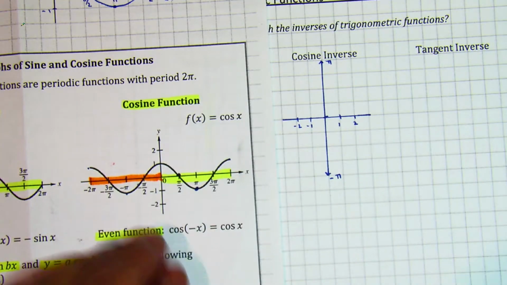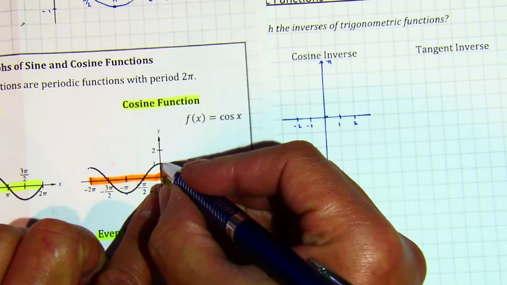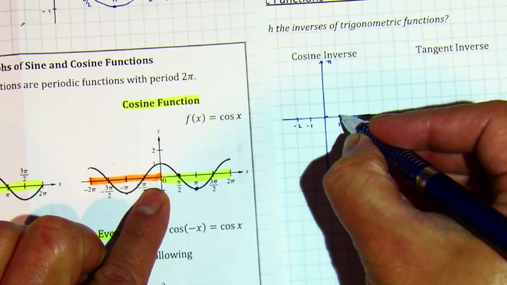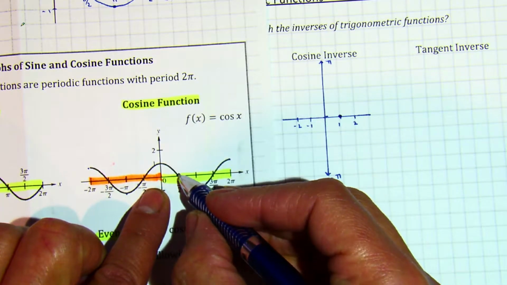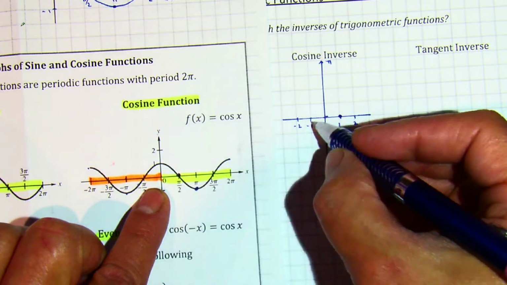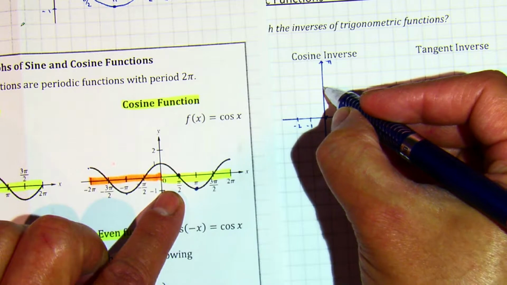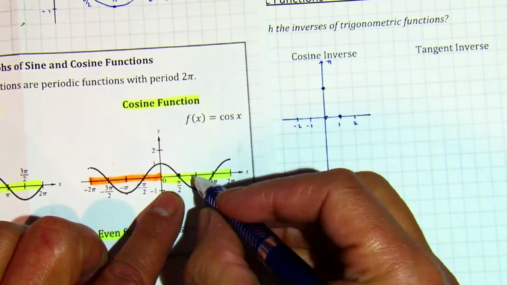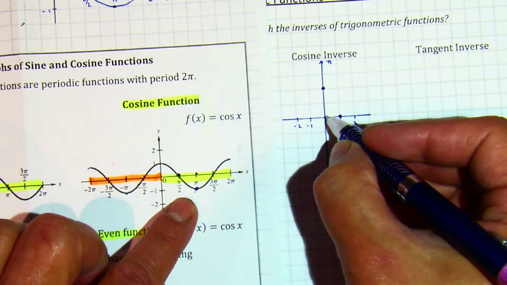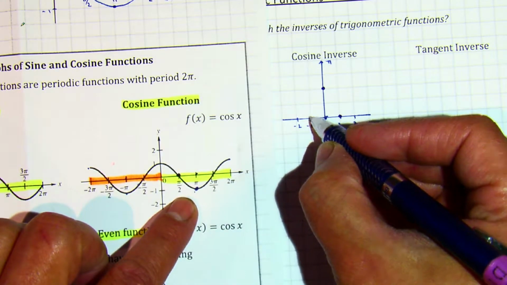So let's go and graph it. At 0 gives me 1, so therefore 1 will give me 0. At pi over 2 gives me 0, so at 0 is going to give me pi over 2. At pi gives me negative 1, so therefore at negative 1 will give me pi.